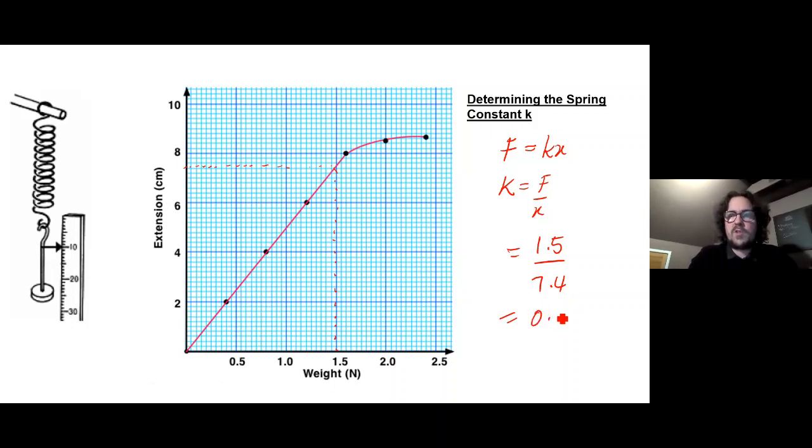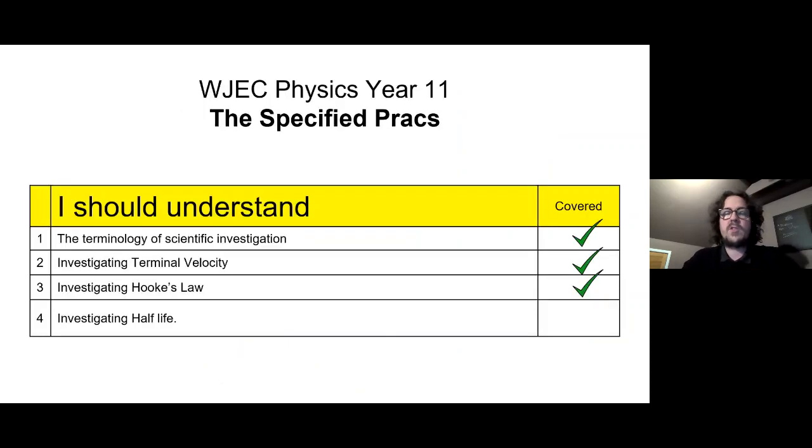Okay, 0.2 newtons per centimeter, and that would be the unit of measurement as well. Newtons, look, per centimeter. Your units will be on the graph, so make sure that you don't write down newtons per meter. In this case, it's newtons per centimeter because we're working in newtons and centimeters. So that's Hooke's law investigation done.